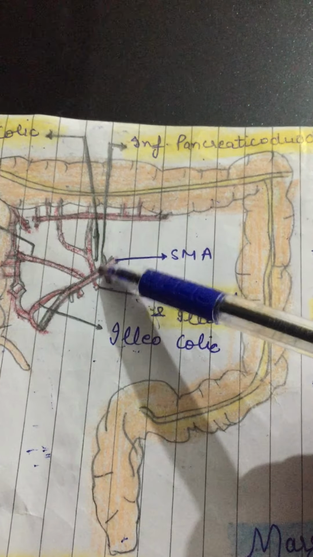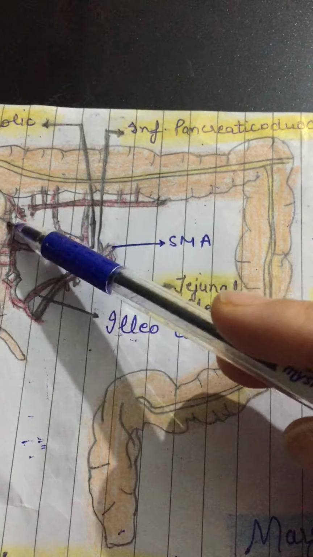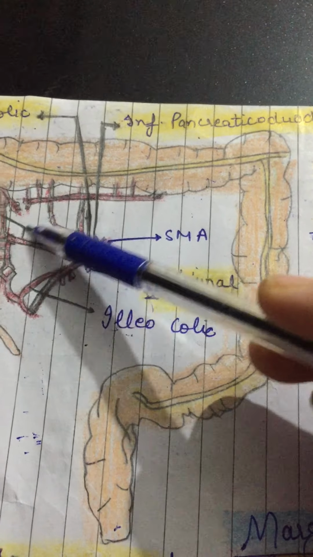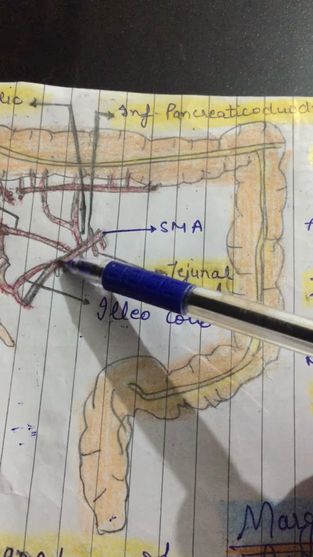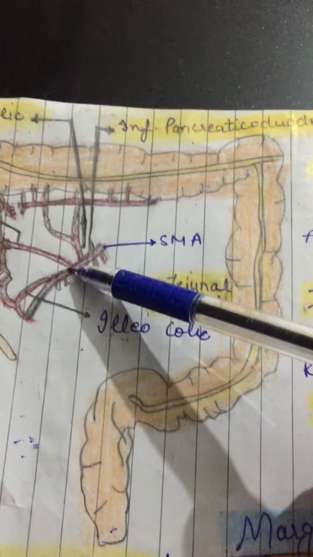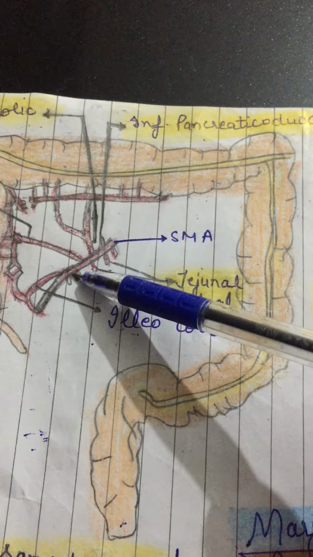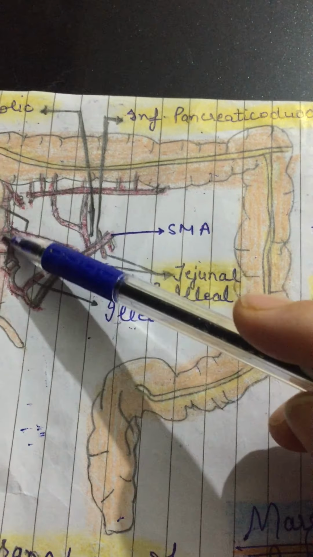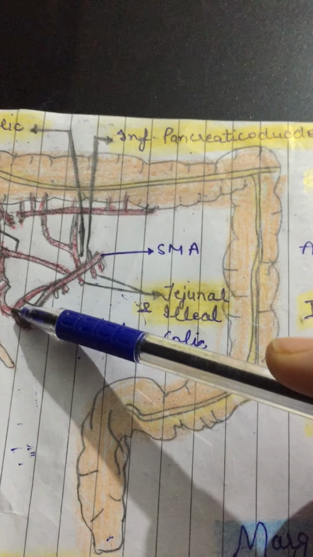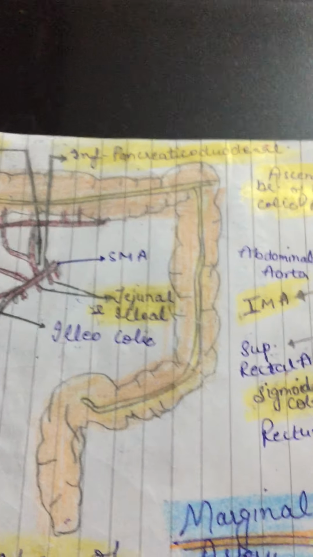So it means the superior mesenteric artery runs a course, gives branches, and then ultimately anastomoses with one of its own branches. The ileocolic artery is itself a branch of the superior mesenteric artery. So the superior mesenteric artery ends by anastomosing with the ileocolic artery, right?